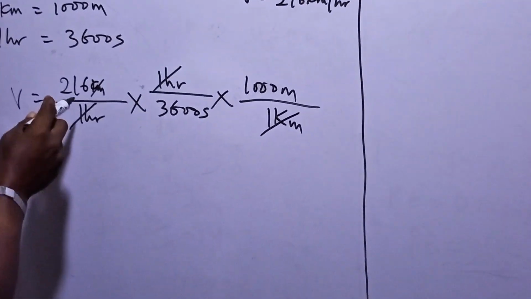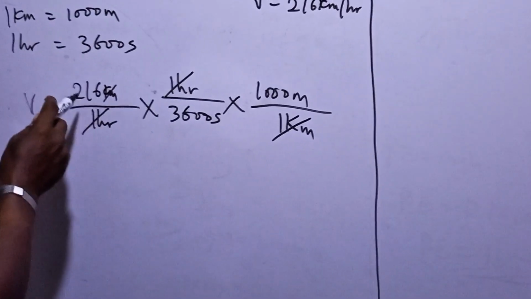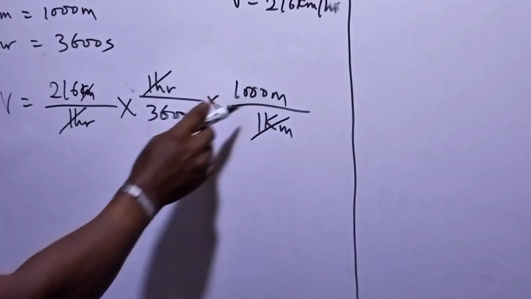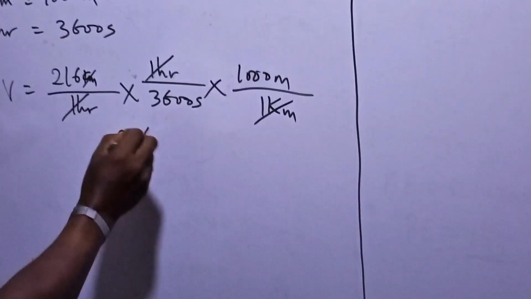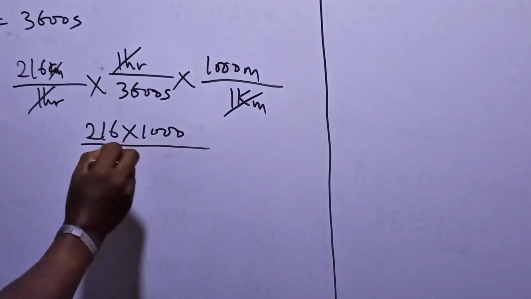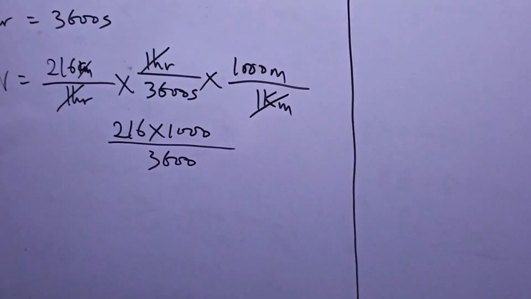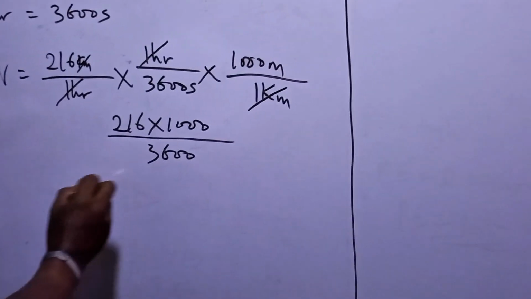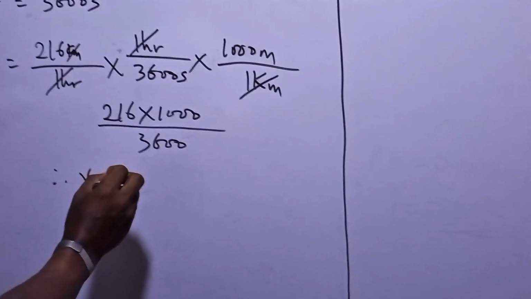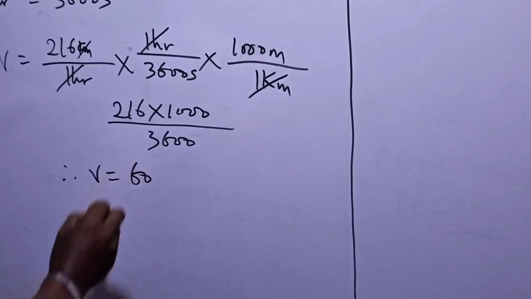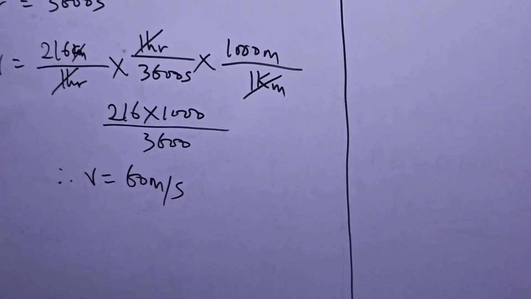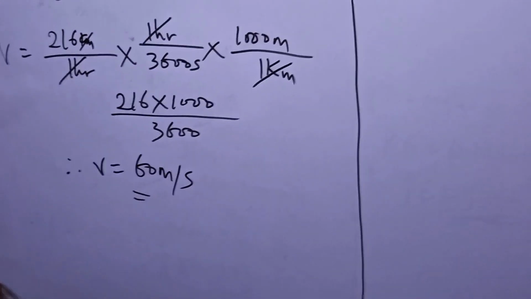If you multiply 216 by 1000 and divide by 3600, you discover that you have the velocity to be 60 meters per second. Now you have gotten the velocity.